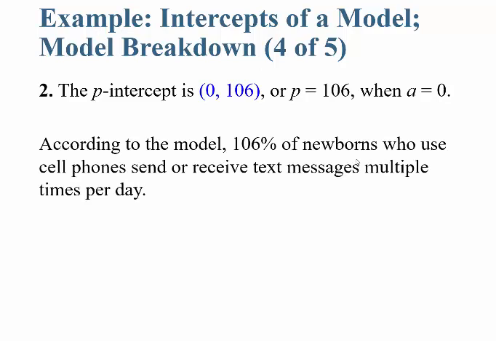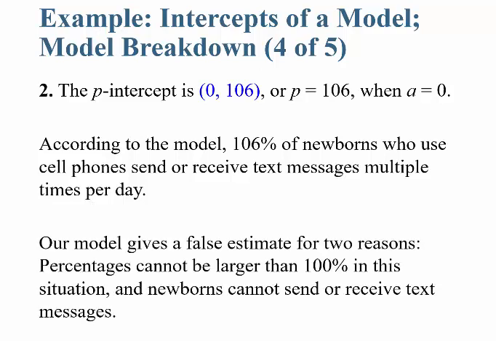All right, so the P-intercept is (0, 106), or P is 106 when A, the age, is 0. So according to this model, 106% of newborns who use cell phones receive text messages multiple times per day. Does that make any sense? Is a newborn getting text messages? All right, so our model here gives a false estimate for two reasons. Percentages cannot be larger than 100%, and newborns don't send and receive text messages. It doesn't make any sense.